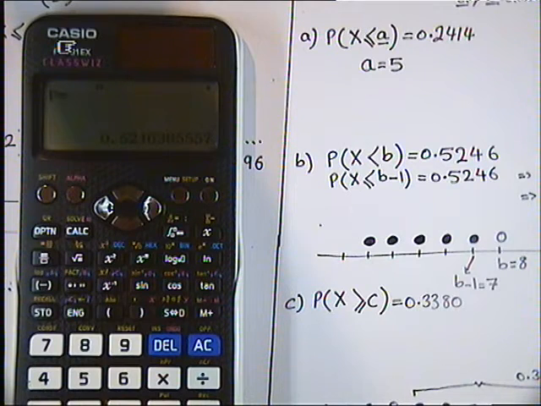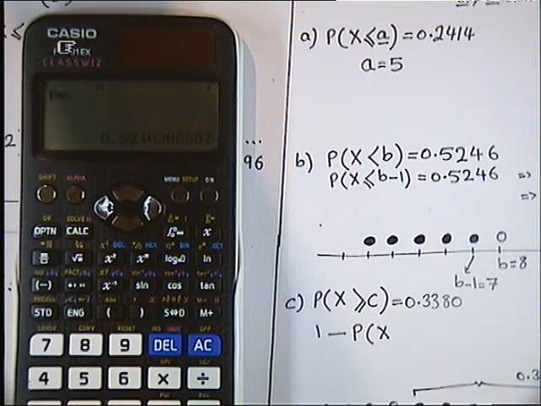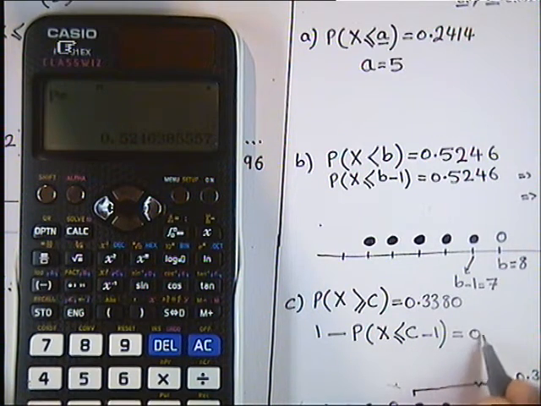Okay, so I could say 1 minus probability of x less than or equal to. Obviously, the calculator shows the equal to, up to equal to, not only less than. Okay, all of this minus this bit gives us all of this. What is this bit? Less than or equal to, this is C. Obviously, this one should be C minus 1. C minus 1 equals to 0.3380.